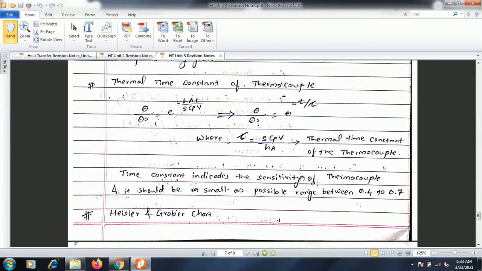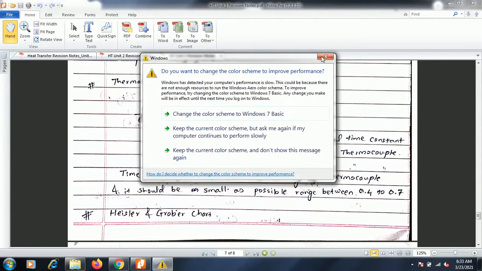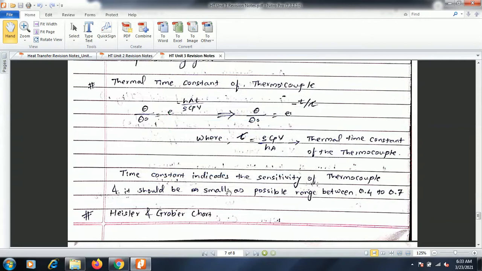The time constant indicates the sensitivity of a thermocouple, and it should be as small as possible, in a range of 0.4 to 0.7 for practical applications. So this thermal time constant is going to indicate the sensitivity of a thermocouple. There are different forms of theta by theta naught: first, in the form of the Fourier and Biot number; second, in the form of lumped resistance and capacitance; and third, in the form of a time constant.